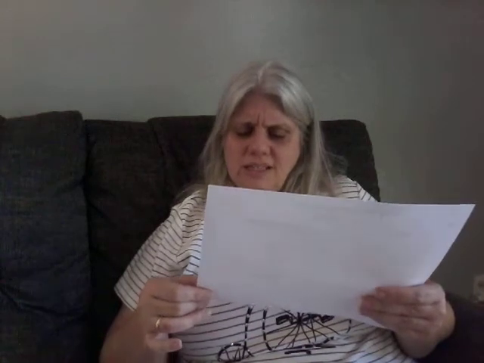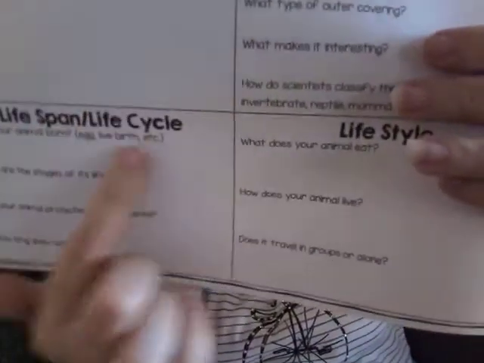How do scientists classify the animal? Which is what we've talked about. Are they a vertebrate, an invertebrate, an amphibian, a cold-blooded, a warm-blooded? How do scientists classify it? This does not mean you get into all the big scientific words, okay? Keep it simple. Is it cold-blooded? Is it a vertebrate? Is it a fish? Is it a mammal? What is it? Does that make sense?